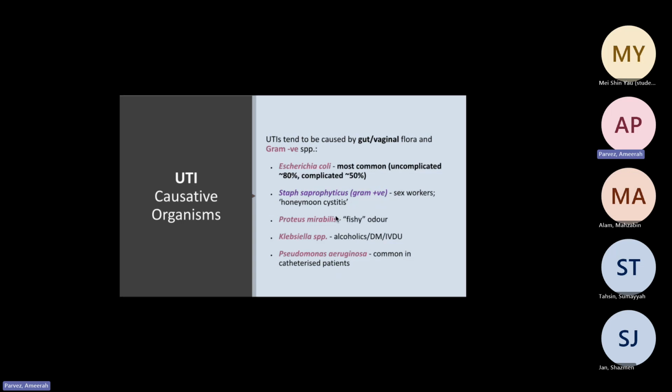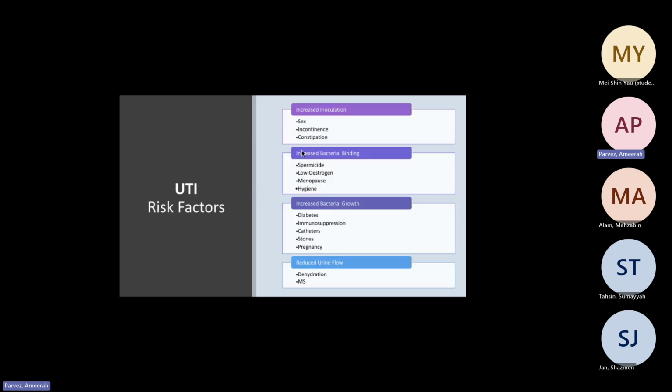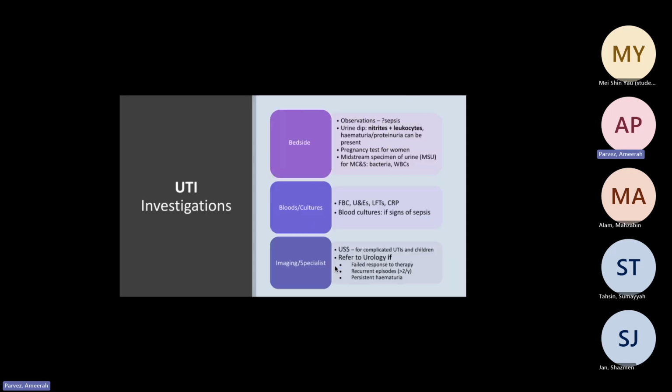So I'm just now going to move on to the risk factors. So this is a type of system you can think about when considering the different risk factors. So usually with increased inoculation, things that increase this would be sex, incontinence, and constipation. Increased bacterial binding can be caused by spermicides, as well as low estrogen, menopause, and hygiene. Increased bacterial growth, so diabetes, immunosuppression, catheters, stones, and pregnancy, and then finally reduced urinary flow due to dehydration and MS. So this is quite common in the elderly, unfortunately.